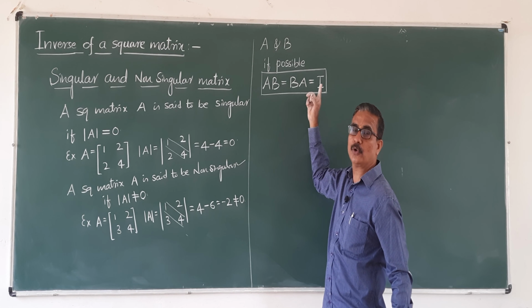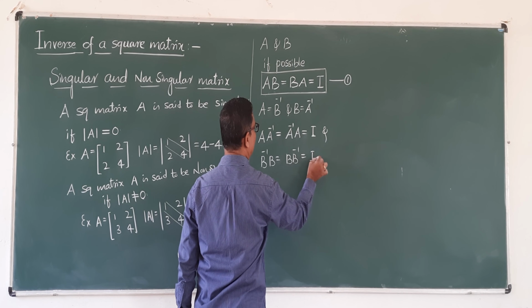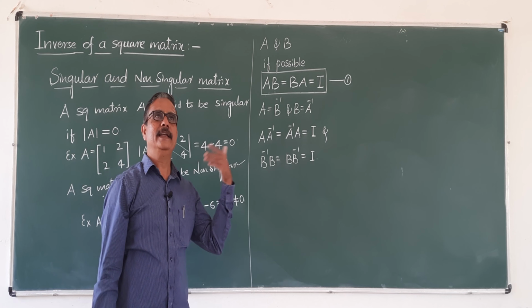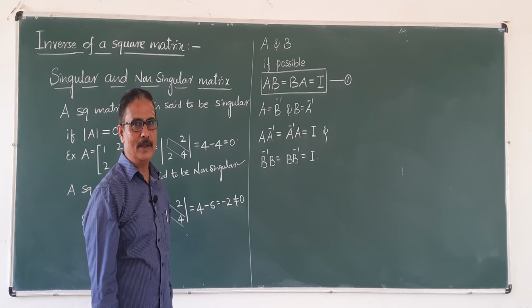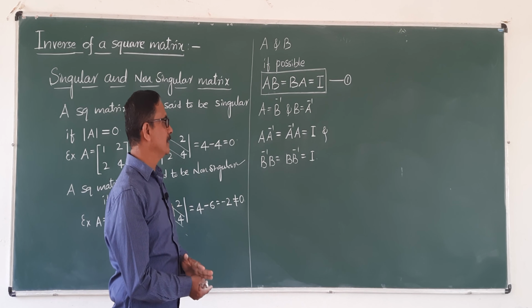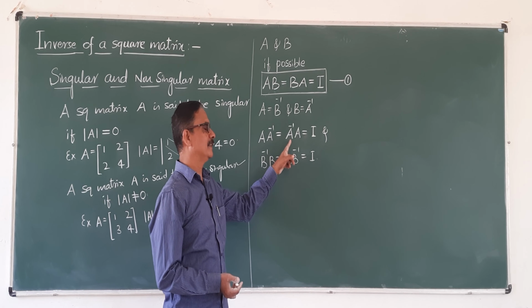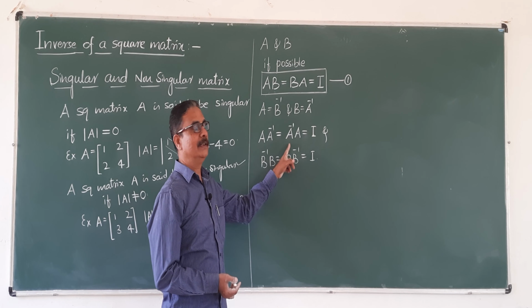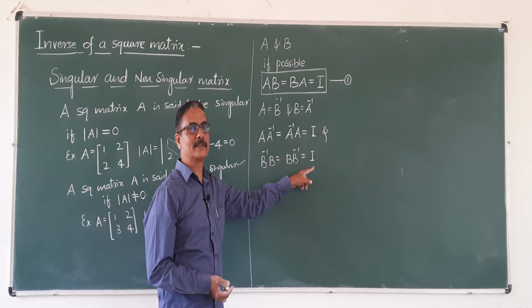Note that AB is equal to BA is equal to identity matrix I. This can be written as, replace B by A inverse: A into A inverse is equal to, similarly, replace B by A inverse, A inverse into A is equal to I, and replace A by B inverse, that is B inverse into B is same as B into B inverse is equal to I. Suppose we take a matrix C, then C into C inverse is same as C inverse into C is equal to I. Okay, note that AB is equal to BA is equal to I can be written as A into A inverse is same as A inverse into A is equal to identity matrix I, as well as B inverse into B is same as B into B inverse is equal to I.